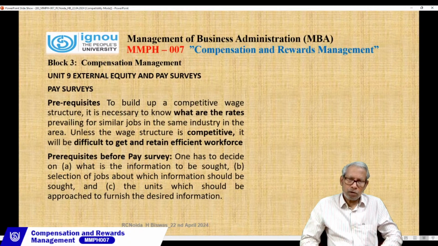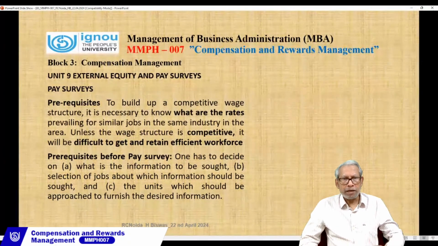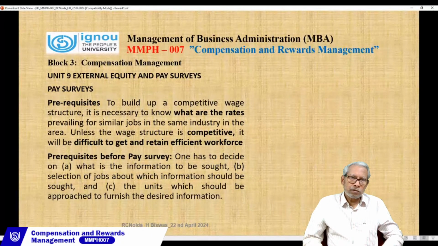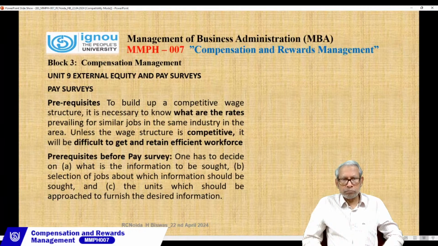Then it is difficult to retain an efficient workforce, because if we do not have a competitive salary structure or wage structure, then you will not get good persons. So your wage package should be such that it attracts others and they try to be retained in the company. That's why getting and retaining an efficient workforce is very important.